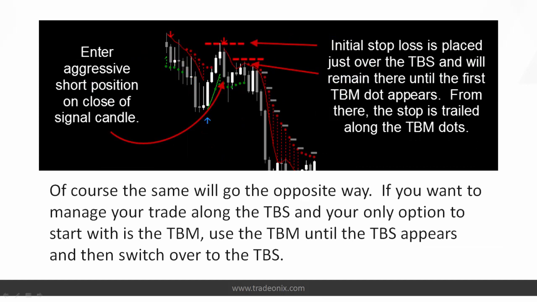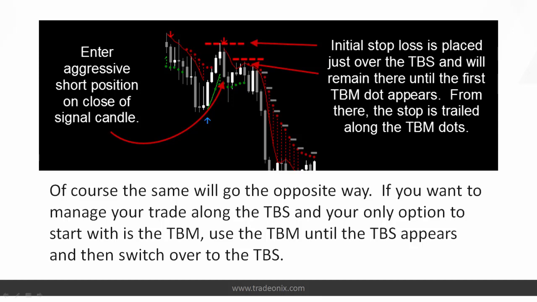Enter an aggressive short position on the close of this signal candle, as 3 of the 4 indicators are showing us a small red tetragram bar. The initial stop loss is placed just over the TBS, and it will remain there until the first TBM dot appears. From there, the stop is trailed along the TBM dots.